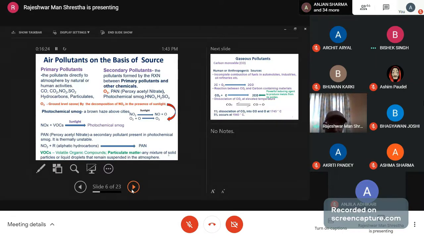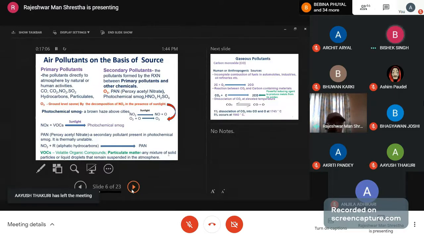Next is PAN, peroxyacetyl nitrate, and photochemical smog, like the smog formed in the presence of light. Then nitric acid and sulfuric acid are formed and released into the atmosphere by chemical reaction between primary pollutants and other chemicals. For example, how is ground level ozone formed? The nitrogen dioxide present in the air decomposes in the presence of sunlight into nitric oxide and atomic oxygen. The atomic oxygen reacts with the oxygen present in the air and forms ozone.